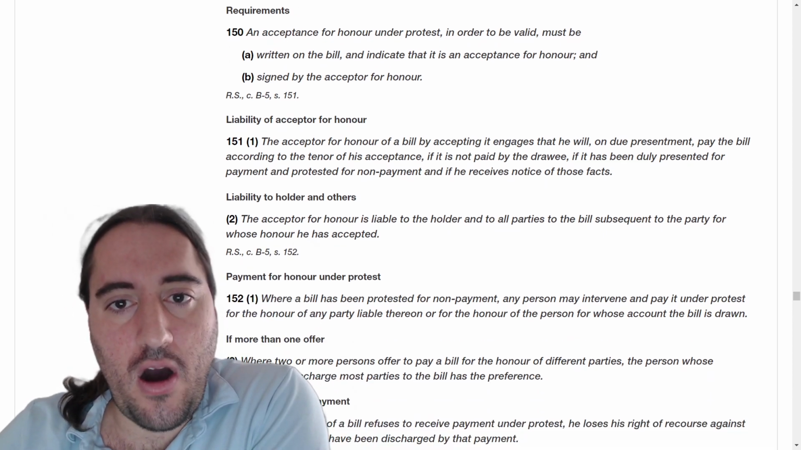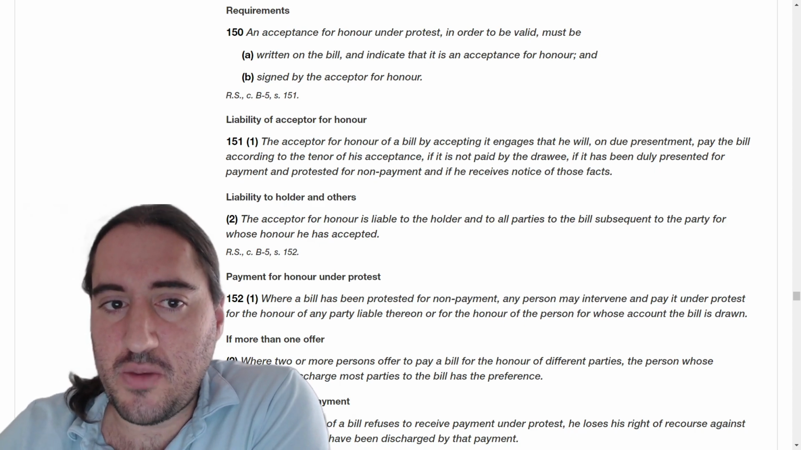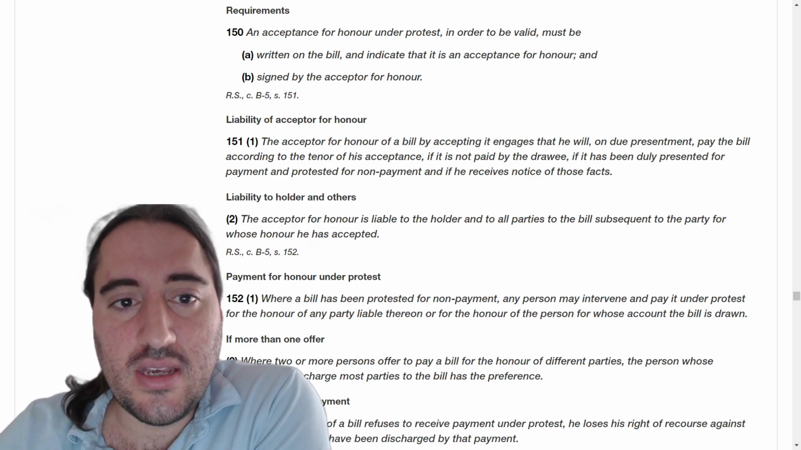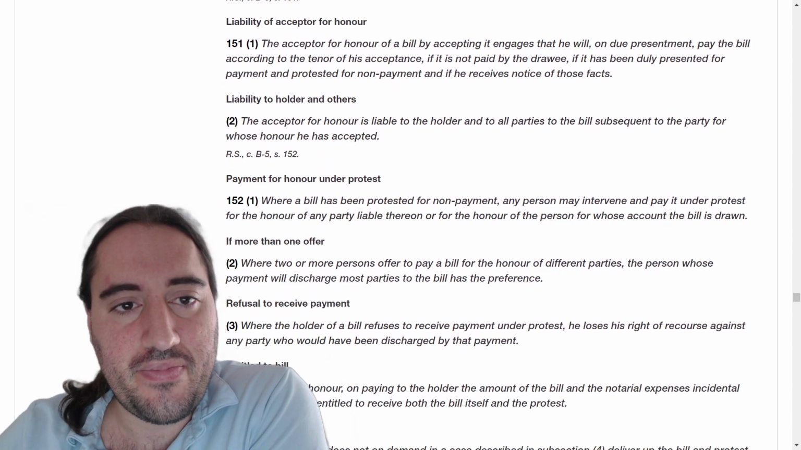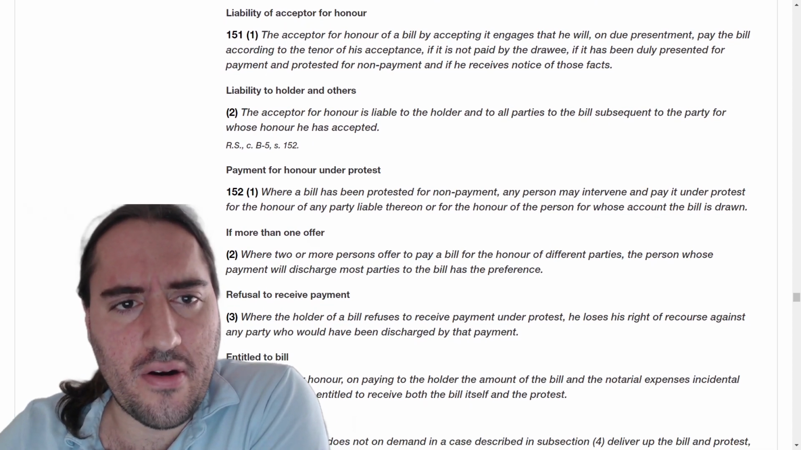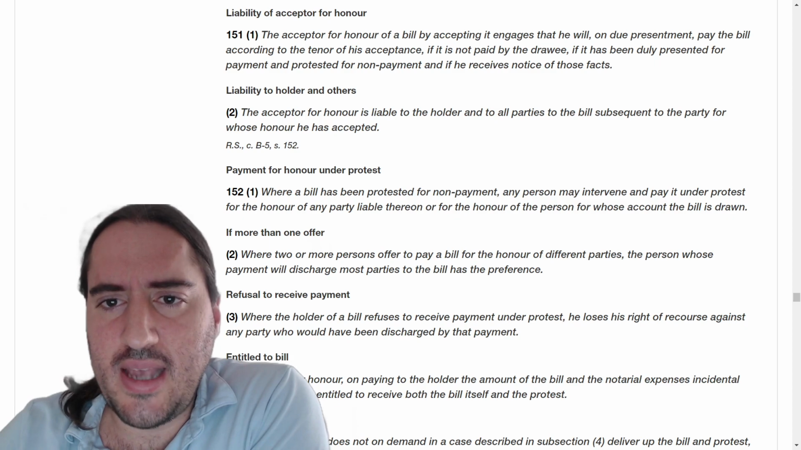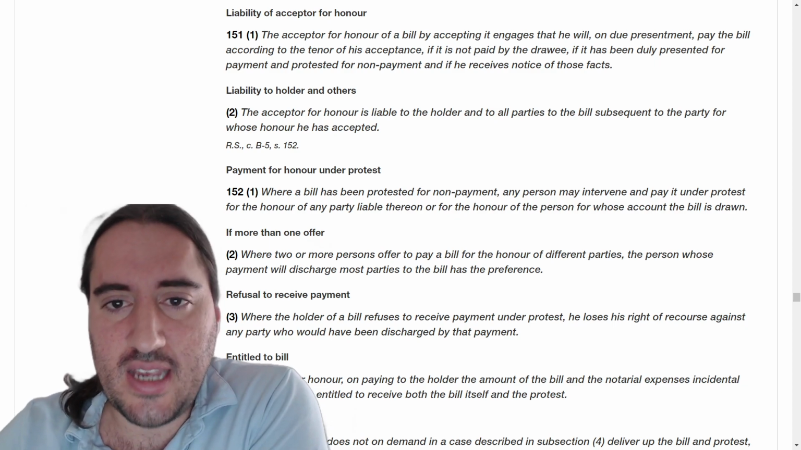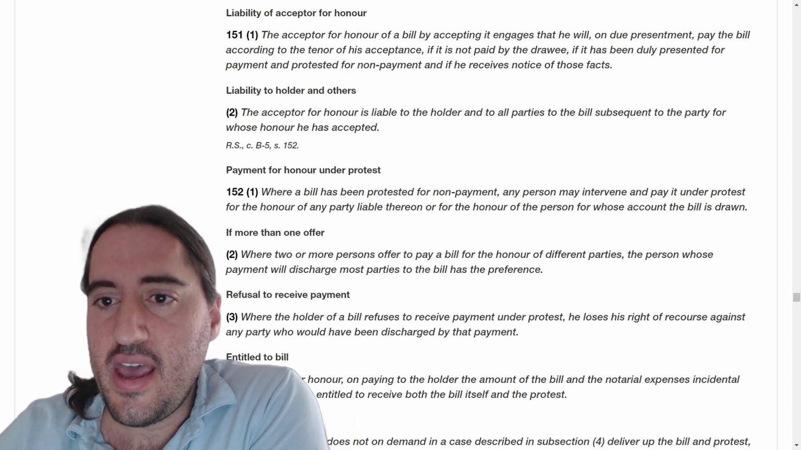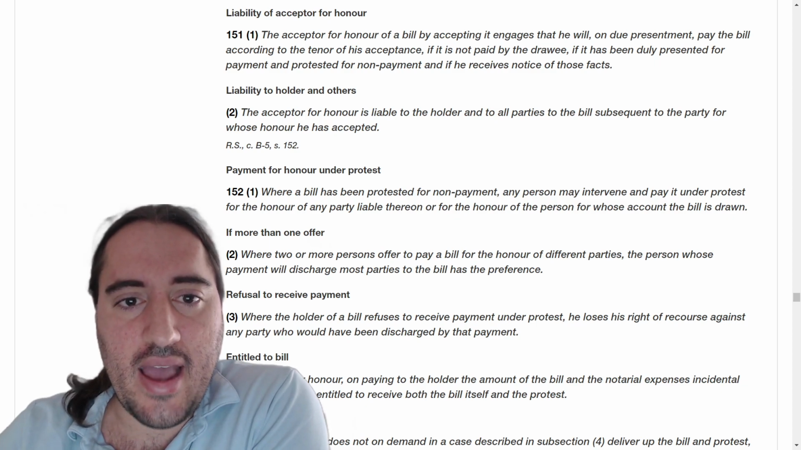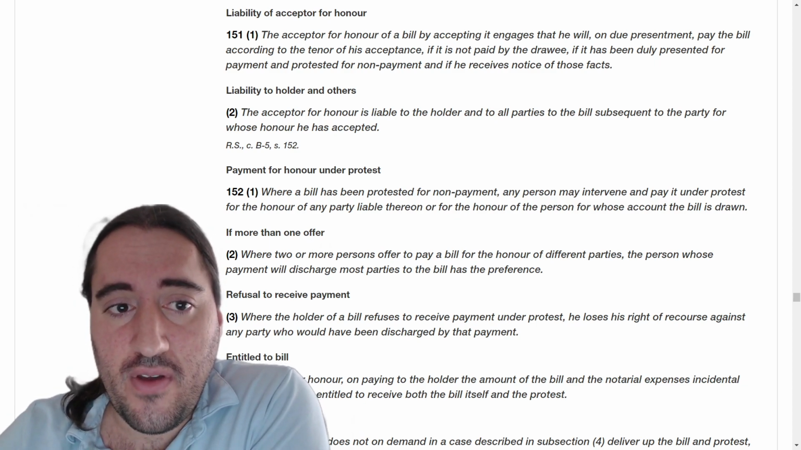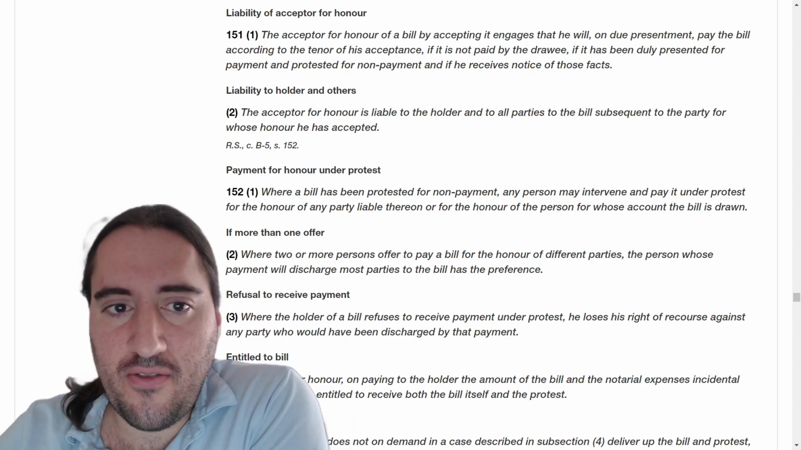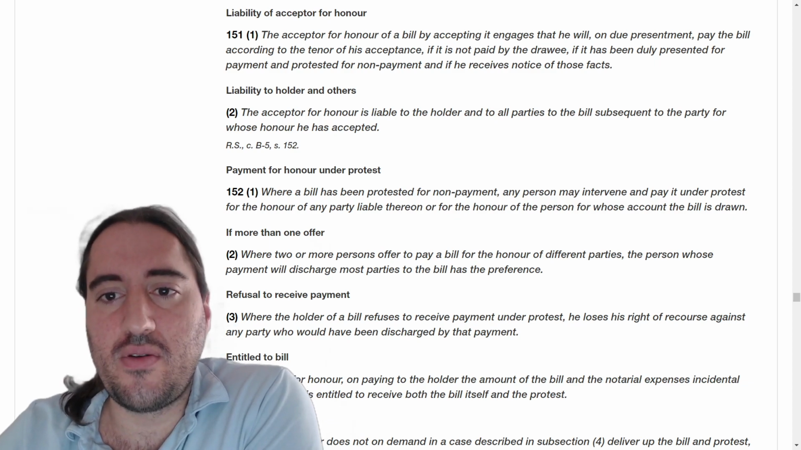Requirements. An acceptance for honor under protest, in order to be valid, must be written on the bill and indicate that it is an acceptance for honor and be signed by the acceptor for honor. Liability of acceptor for honor. The acceptor for honor of a bill by accepting it engages that he will, on due presentment, pay the bill according to the tenor of his acceptance, if it is not paid by the drawee, if it has been duly presented for payment and protested for non-payment, and if he receives notice of those facts.